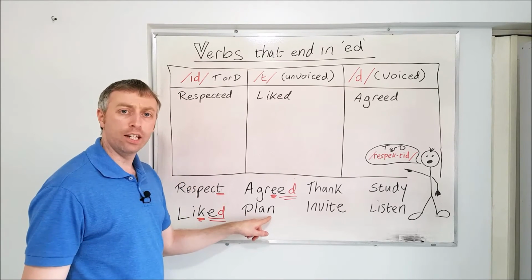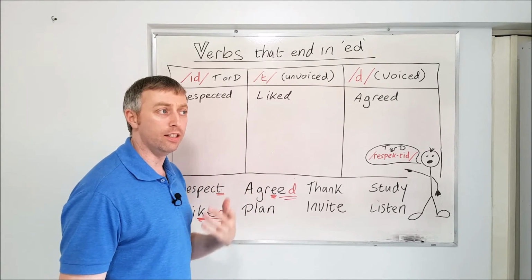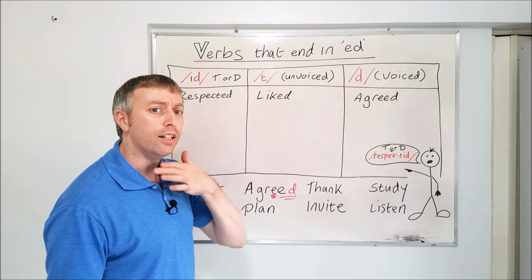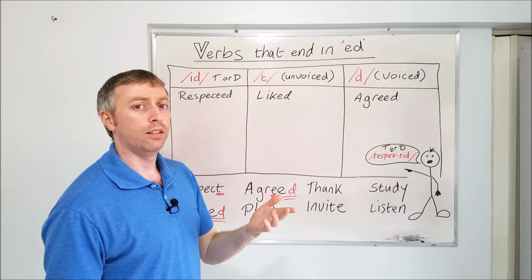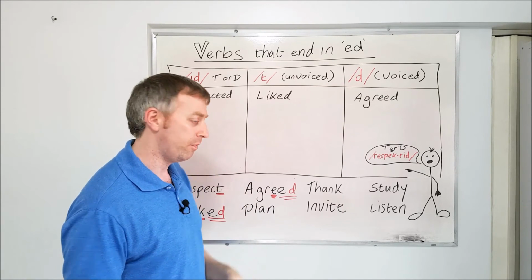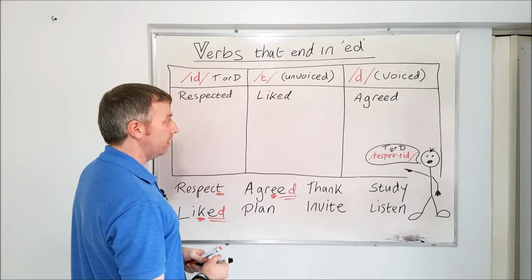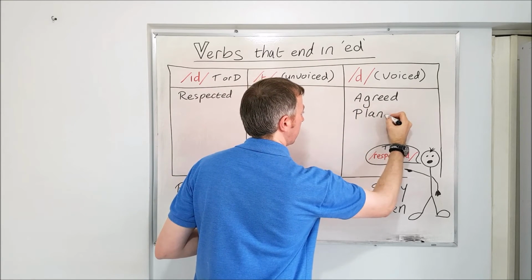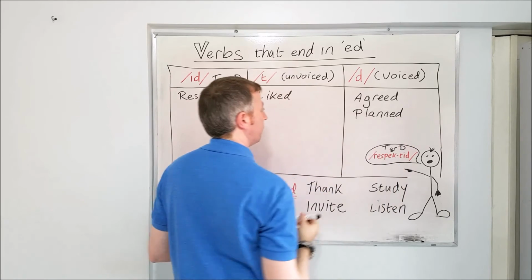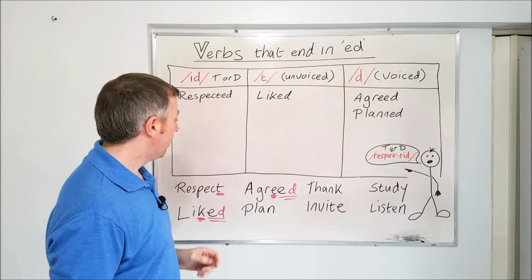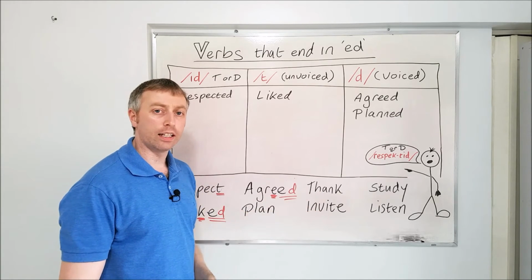Okay, plan. We have an N on the end, so that sound is N. Is that voiced or unvoiced? N. That's definitely voiced. We have vibration. N. So plan becomes planned.